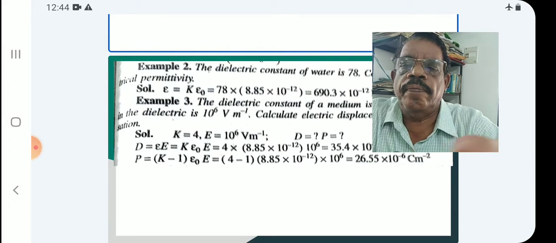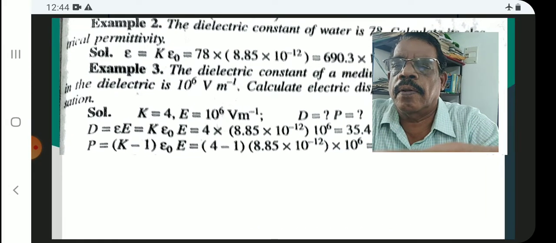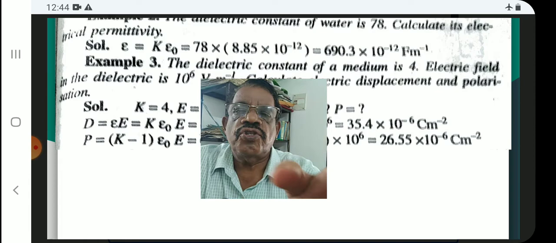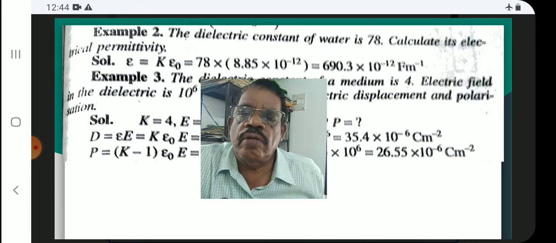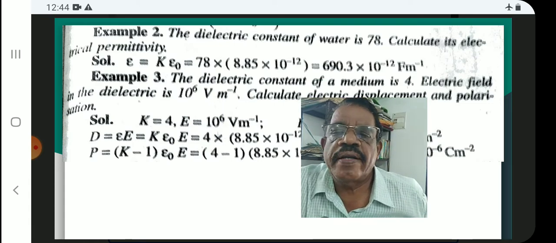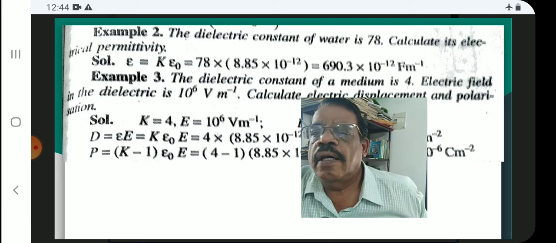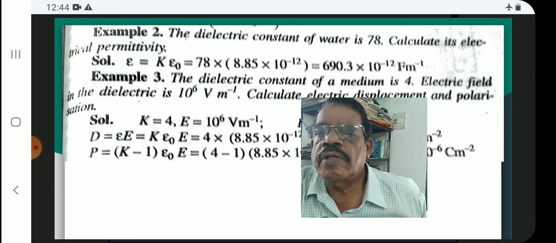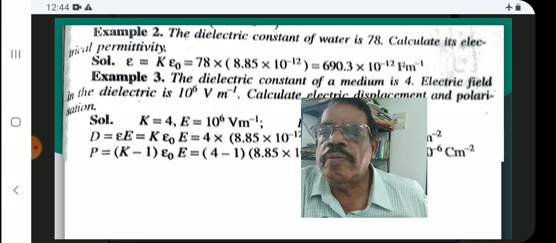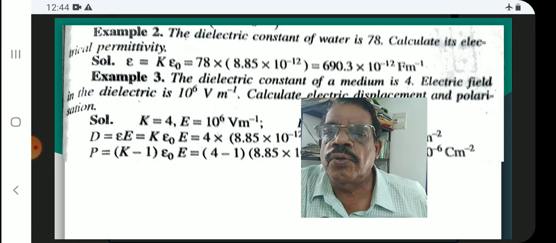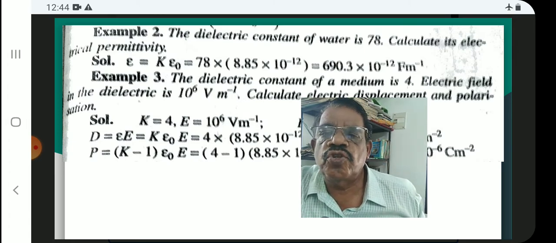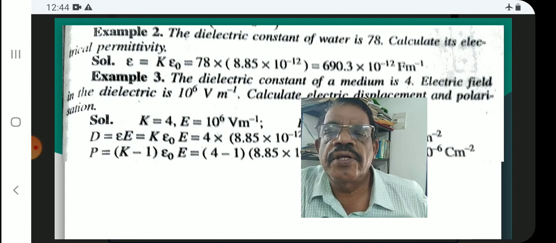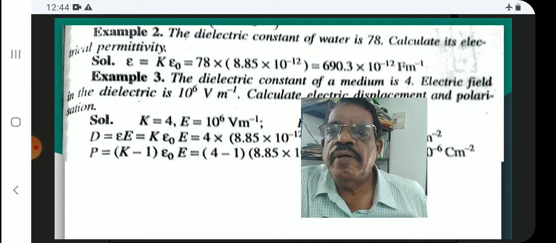Next problem. The dielectric constant of water is 78. Calculate the electrical permittivity. Very simple question, but important. The dielectric constant of water is 78. Calculate its electrical permittivity. Epsilon is epsilon 0 epsilon r, or epsilon is K epsilon 0. K is 78, and epsilon 0 you know, 8.85 into 10 raised to minus 12. The answer is 690.3 into 10 raised to minus 12 farad meter raised to minus 1.